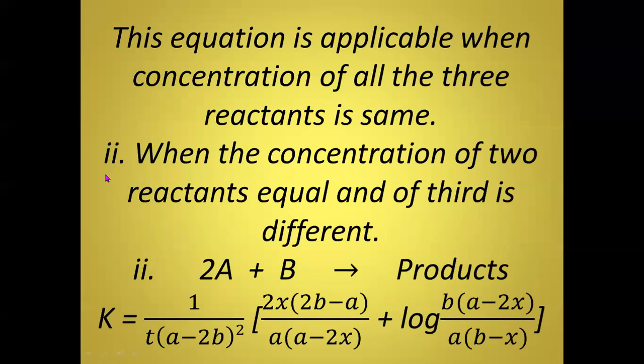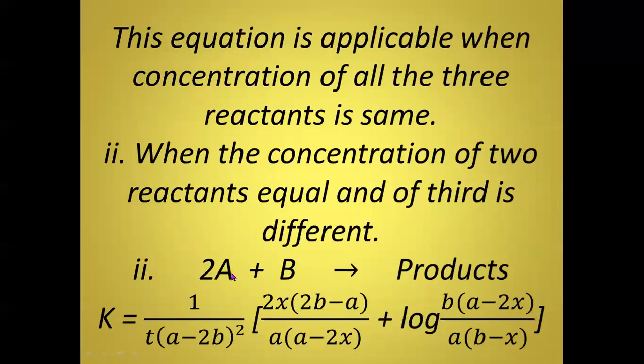Second case, in which the concentrations of 2 reactants are involved. Here, reactant A plus reactant B reacts to give product, but 2 molecules of A are involved with 1 molecule of B. So totally 3 molecules change in concentration.